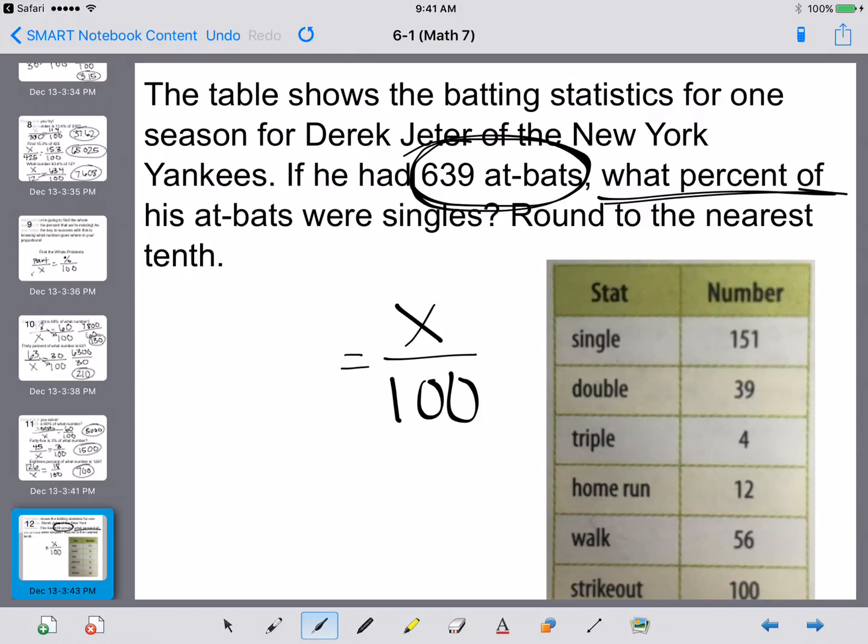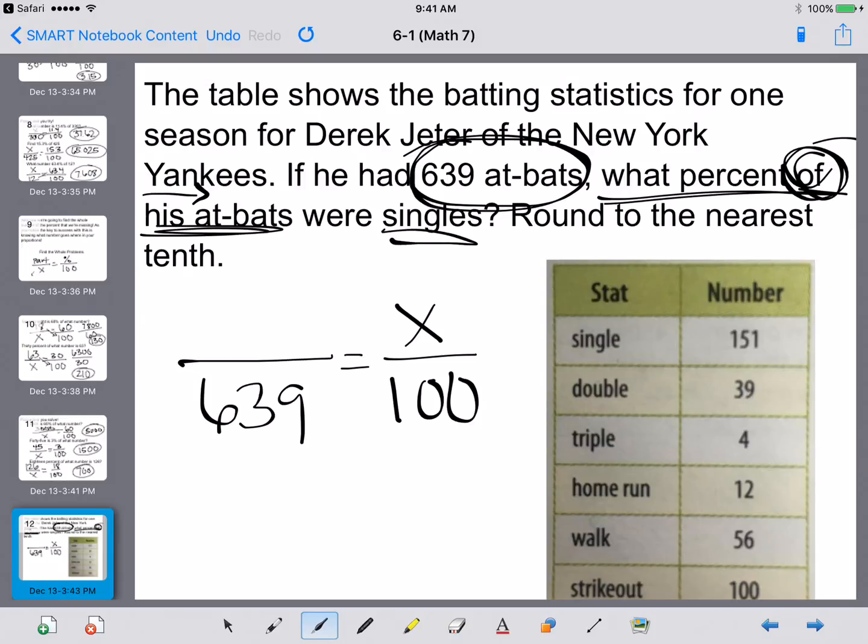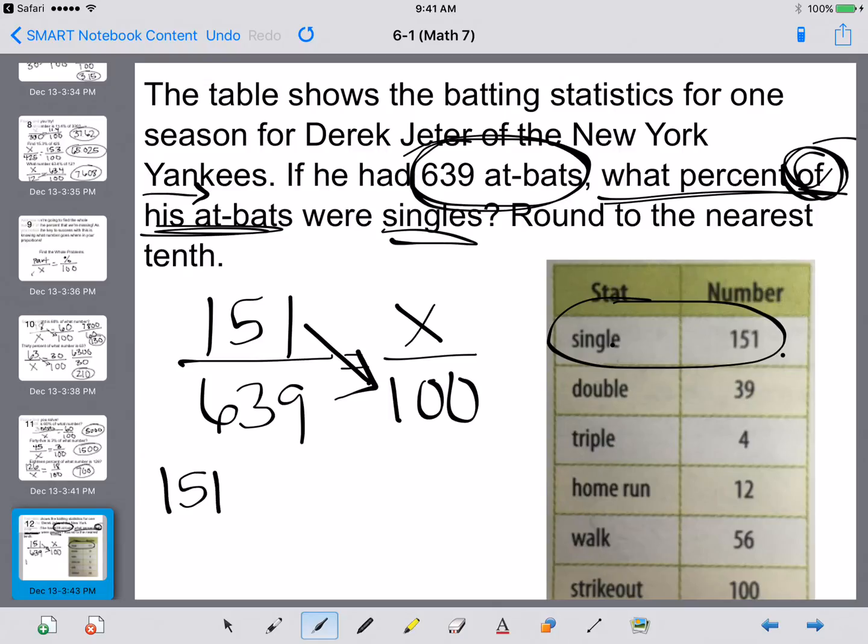Since it is of his at-bats, that word "of" tells us whatever comes after is our whole. So that 639 goes on the bottom because at-bats comes after "of," and 639 is the number of at-bats. Then it wants to know the singles. So we're going to go looking here. Right away, his singles were 151. So we're going to put 151 up here at the top. And I'm sure we all know what to do now. We're going to cross multiply and divide. So 151 times 100 gets us 15,100. And then we divide by this number down here, so divided by 639.